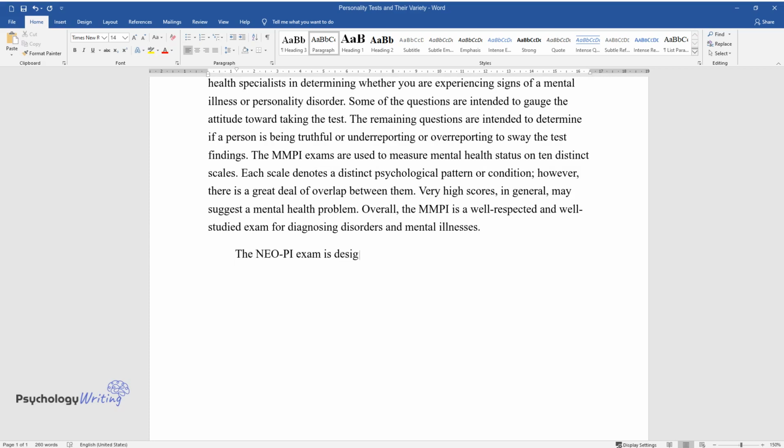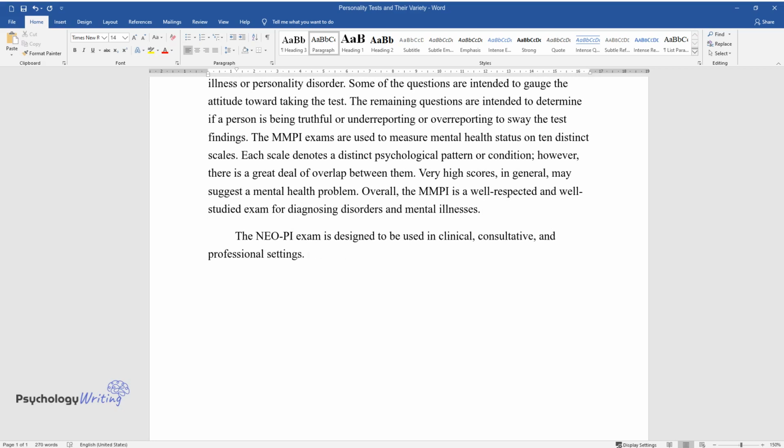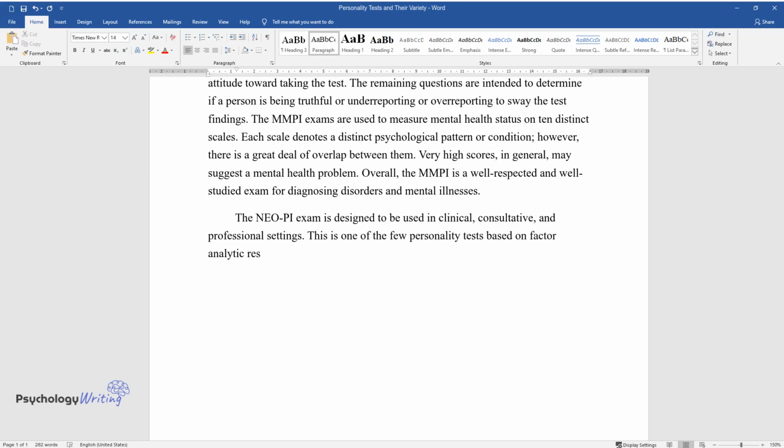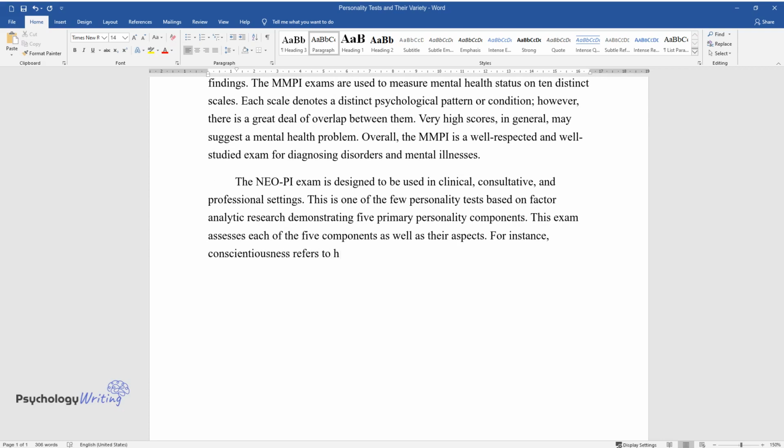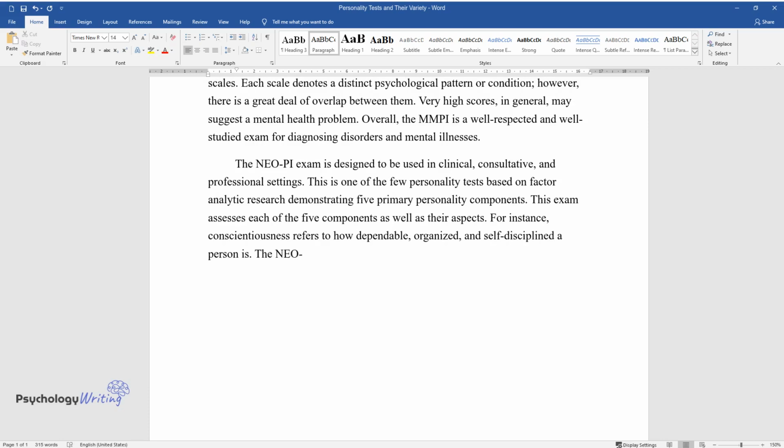The NEOPI exam is designed to be used in clinical, consultative, and professional settings. This is one of the few personality tests based on factor analytic research demonstrating 5 primary personality components. This exam assesses each of the 5 components as well as their aspects. For instance, conscientiousness refers to how dependable, organized, and self-disciplined a person is.